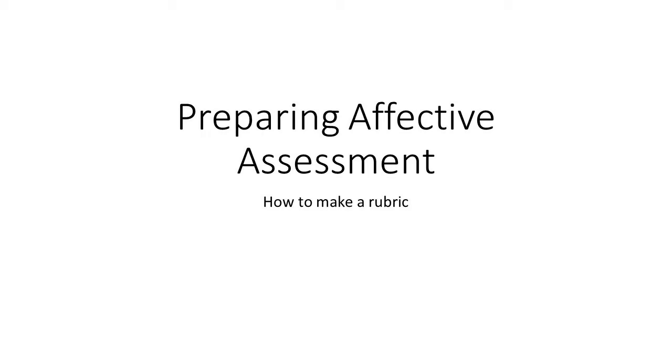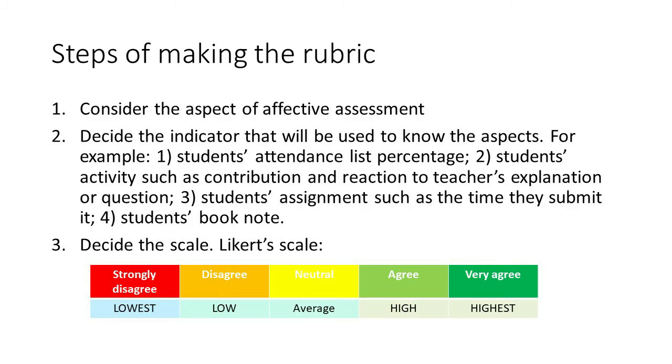So here I will present the steps of making the rubric, giving score, and then common words used as keywords of affective assessment, and the last, the examples. Well, in the steps of making the rubric, first of all, we need to consider the aspect of affective assessment. Are we going to assess one of them, or are we going to assess all of them?